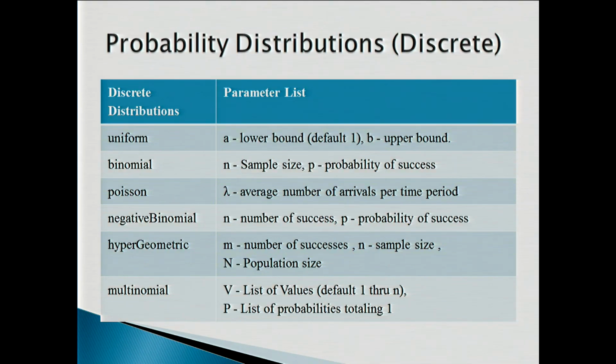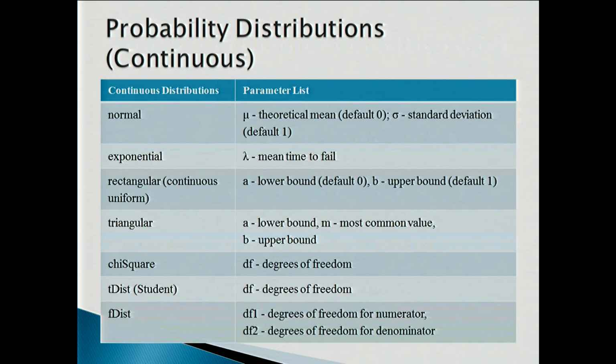Here are some examples of discrete probability distributions. If you've taken a statistics course, you should be somewhat familiar with them. And here are some examples of continuous distributions and the list of their parameters. I've implemented all of these in the system.